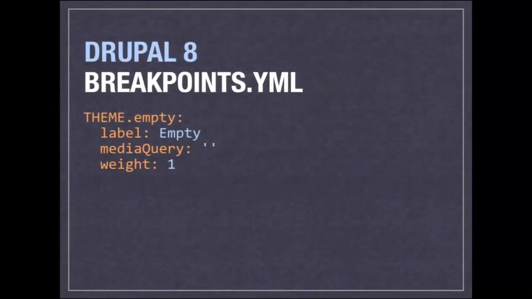So it's like an array. It's a way that you can associate one thing with another thing. And so we're just going to have a breakpoints.yaml file in our theme. And whatever our theme name is, .empty, that's our breakpoint. And then we're going to have a label that's empty. And then a media query, which is just 2 quotation marks. That makes it an empty breakpoint, an empty media query. And we're going to have a weight of 1. And that's all we need. And then we've defined our breakpoints in our theme.